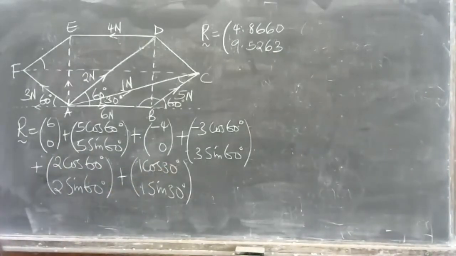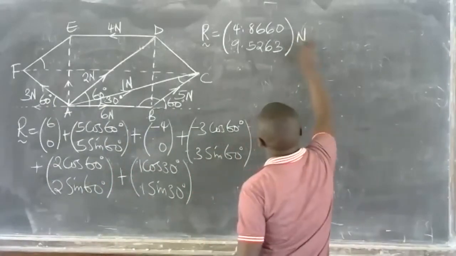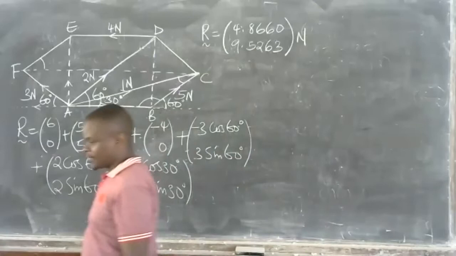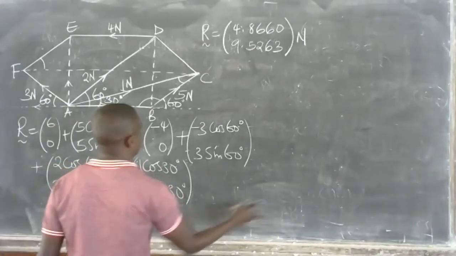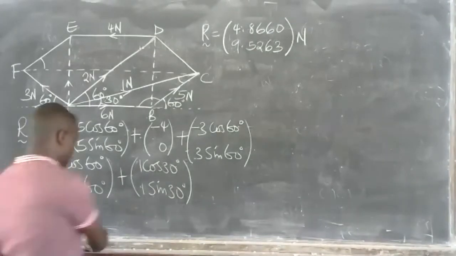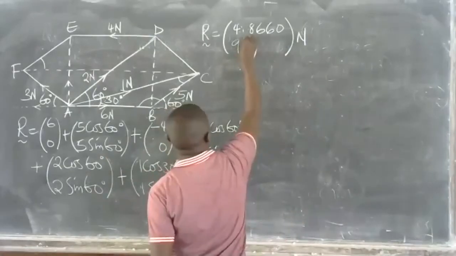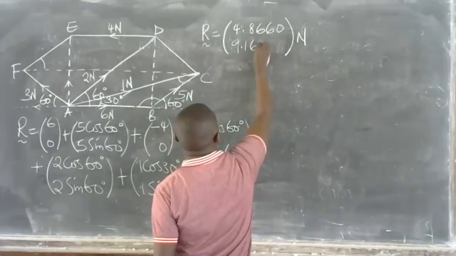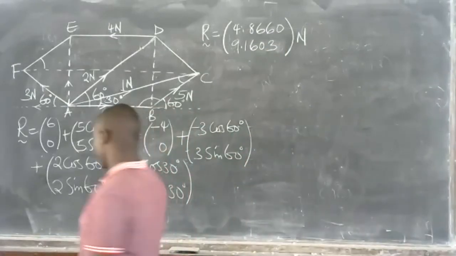Again, please confirm the vertical component. Confirm the vertical component is fine. For me, I've got 9.1603. Okay, Newtons, thank you.